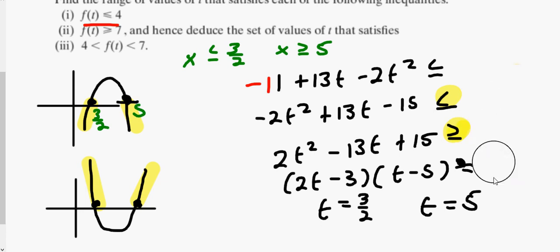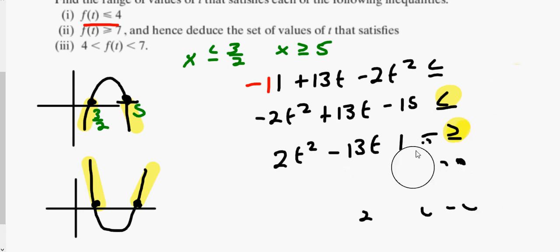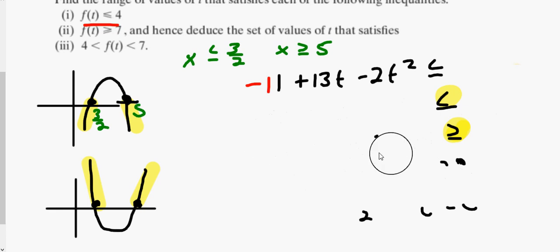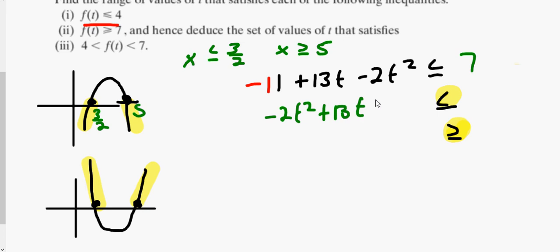Alright, let's grab the same thing here, except this time it's the 7, isn't it? And then bring the 7 over here so you get minus 2t squared plus 13t minus 18. Then we get 2t squared minus 13t plus 18.